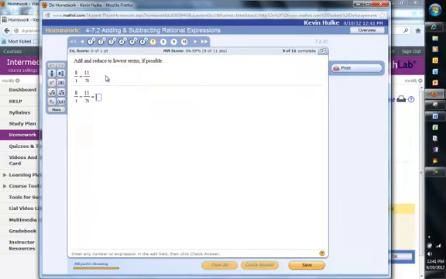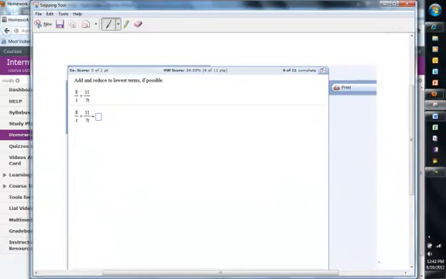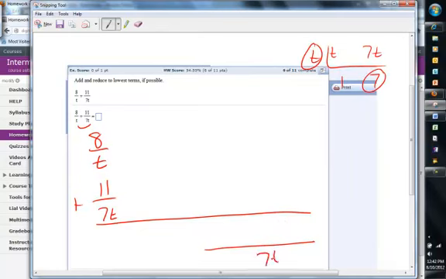Next one. Okay, now we're going to our first experience with adding unlike denominators. Please do it this way. It will save you a ton of time. 8 over t. I call it working vertically. Plus 11 over 7t. The first step is to figure out what the common denominator is. And t and 7t both have a t in them, and we're left with 7. So our common denominator is 7t.